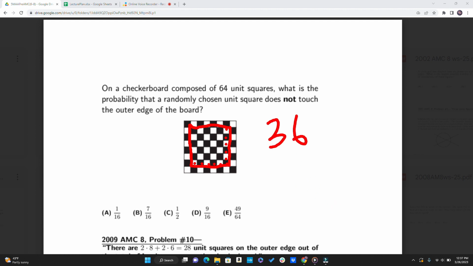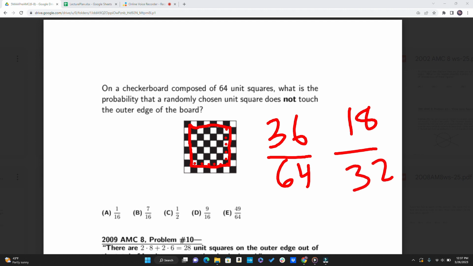Do not touch the outer edge. Can we simplify that? 36 over 64, those numbers are both divisible by 2. We can simplify, divide by 2. 18 over 32. We can simplify again, divide it by 2. 9 over 16. That's answer choice D.